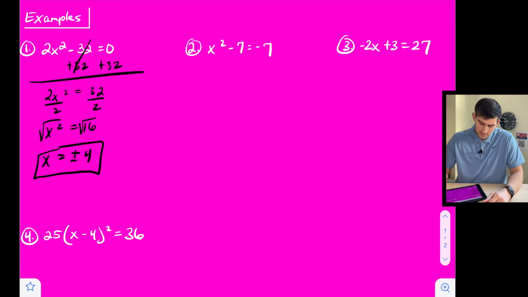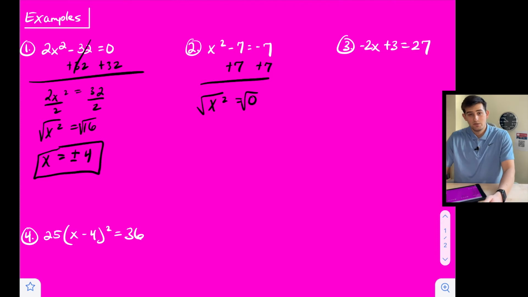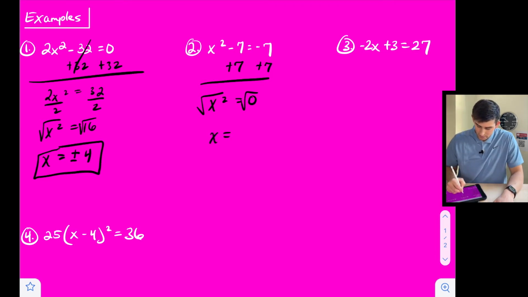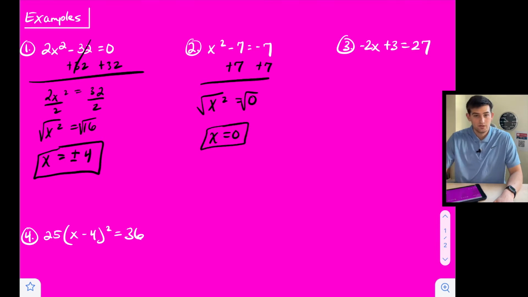Let's look at number 2. x squared minus 7 equals negative 7. So let's isolate the x squared. So let's add 7 to both sides. We get x squared equals 0. And now we can take the square root of both sides. And notice what we have. We have x squared equals 0. So we're just going to get x equals 0, and there's only one solution there.